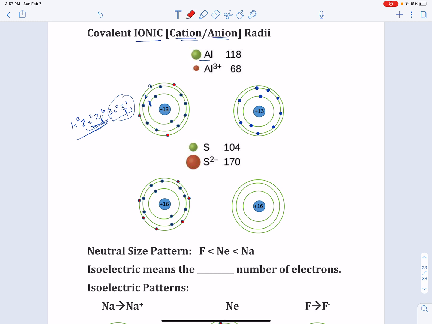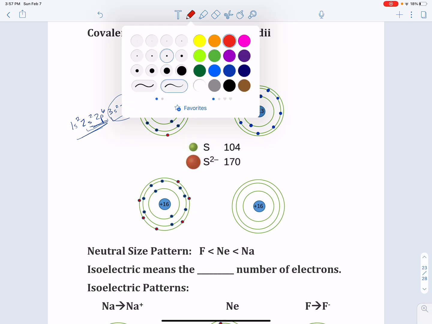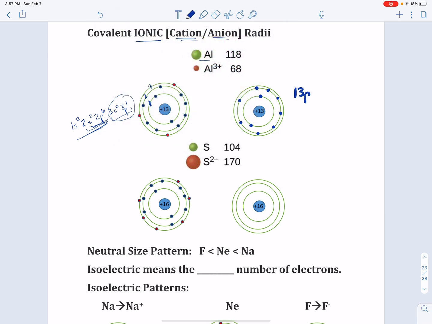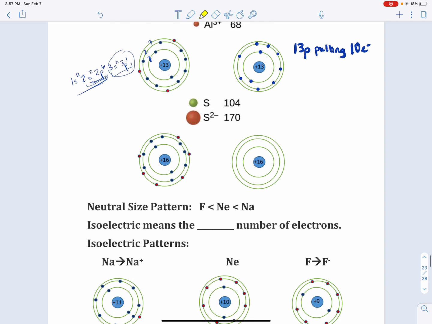Just note that I have 13 protons that are pulling on now what are 10 electrons. So I'm going to write that off to the side so don't forget it. 13 protons that are pulling on 10 electrons. And remember, even if they're shielded, what happens because of effective nuclear charge, right? You're going to hopefully see what's going on. All right, so then we're going to look at sulfur.